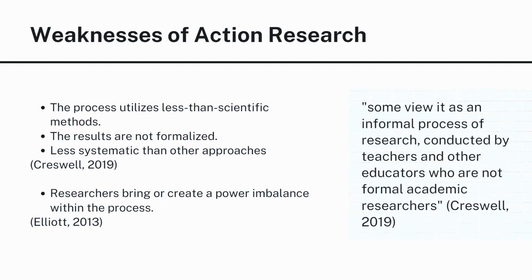Weaknesses of action research pertain partially to the idea of rigor, that it's a less than scientific method, or that the results are not formalized and therefore not reviewed by peers, though they are reviewed by the other participants, and that it's less systematic than other approaches. Elliott points out that researchers can create a power imbalance within the process. This is due to the fact that they bring their own information and knowledge and understanding to it.